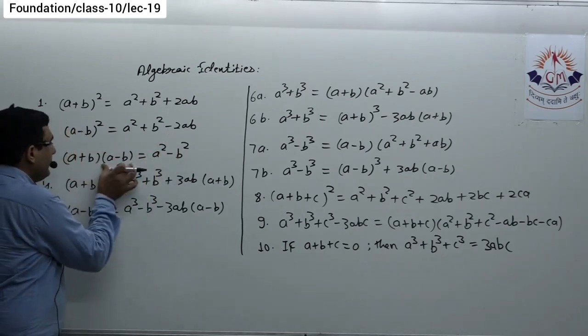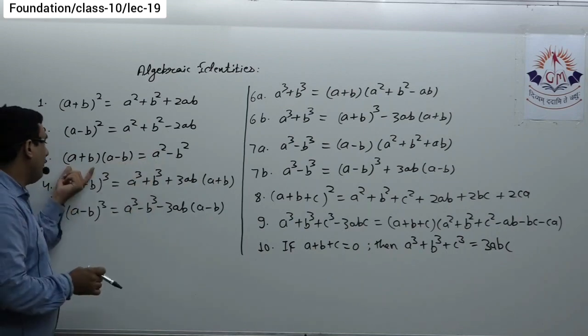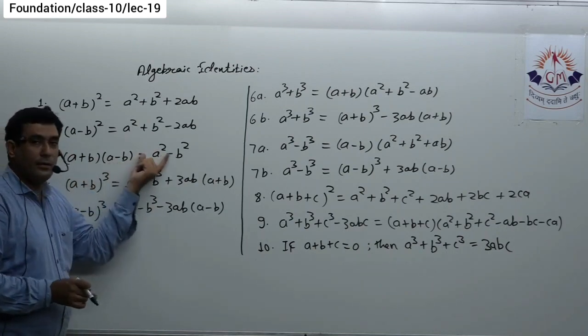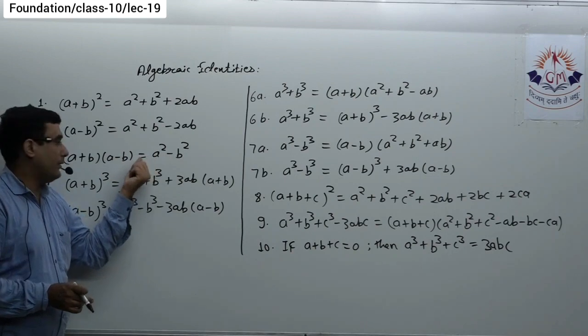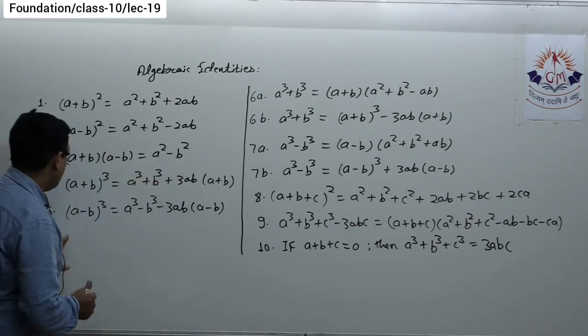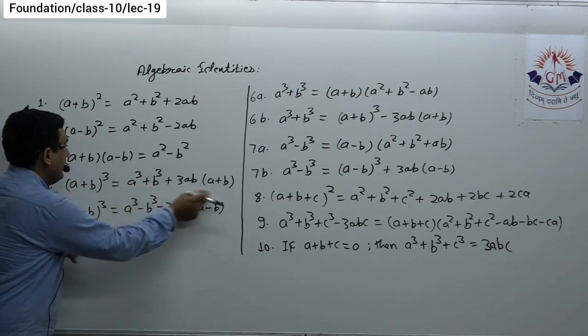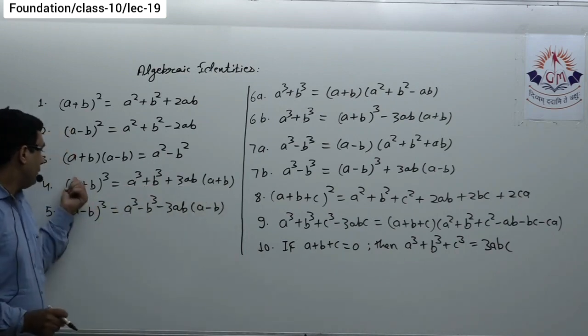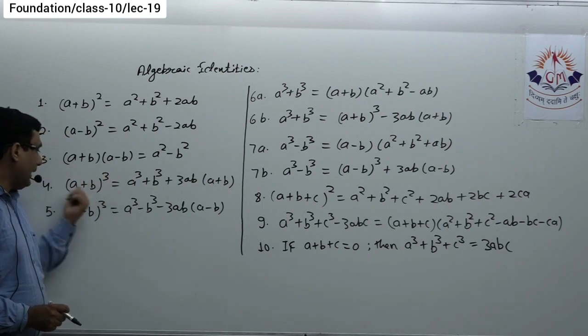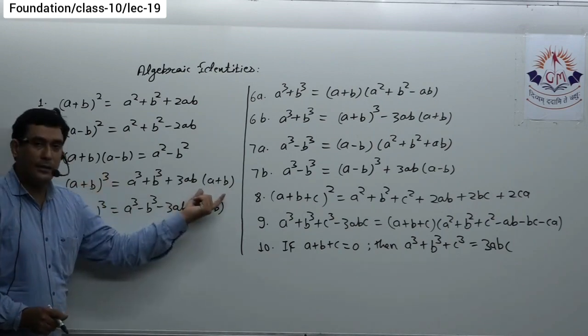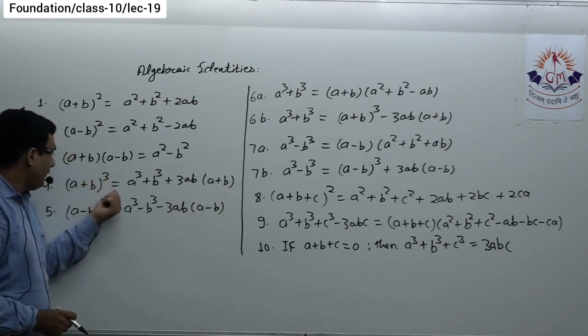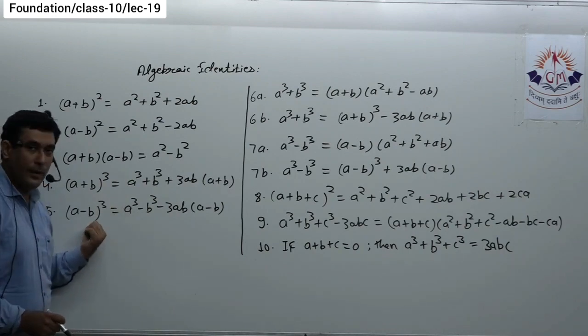Now, (a plus b) multiplied by (a minus b) means the product of sum and difference is the difference of their squares, a square minus b square. Now (a plus b) whole cube is a cube plus b cube plus 3ab into (a plus b). So cube of first, cube of second, then 3 times these two multiplied by (a plus b). If you remember this one, then you can find the next one on your own.